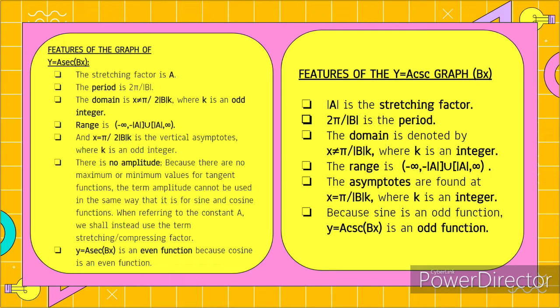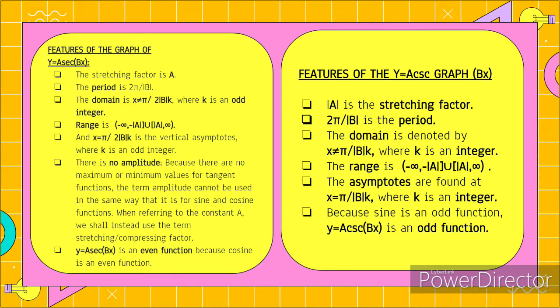There is no amplitude because there are no maximum or minimum values for tangent functions. The term amplitude cannot be used in the same way as it is for sine and cosine functions. When referring to the constant a, we shall instead use the term stretching or compressing factor. Secant is an even function because cosine is an even function. Secant graph: absolute value of a is the stretching factor.